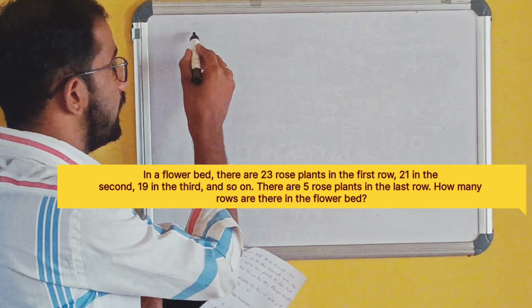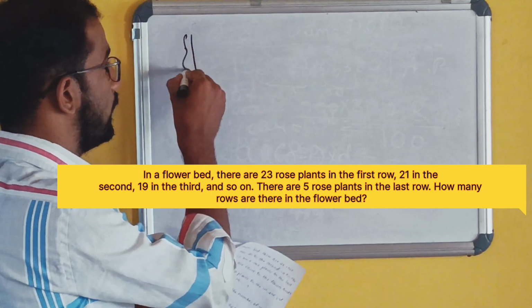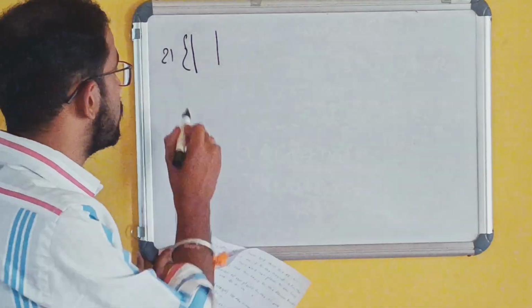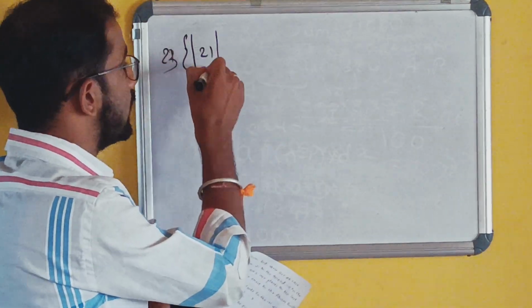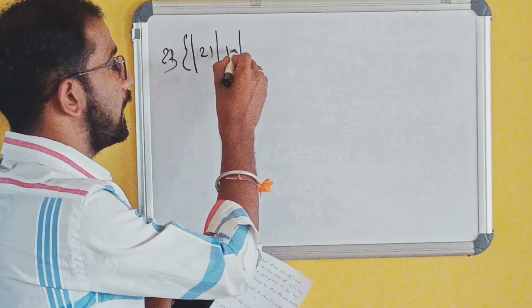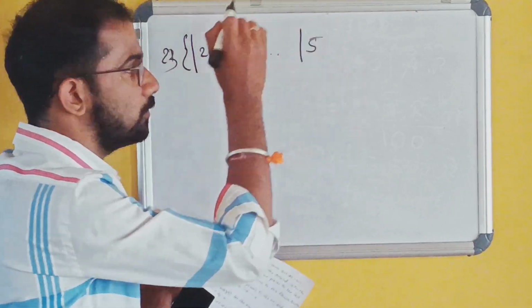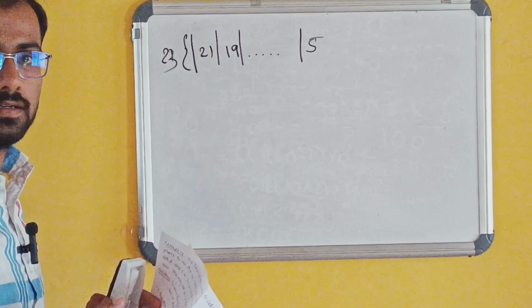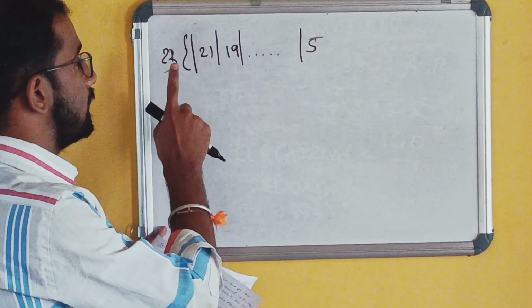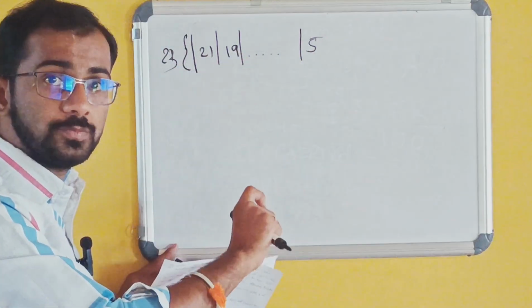There is one flower bed. In the first row, there are 23 flowers present. In the second row, there are 21 flowers present. In the third row, there are 19 flowers present. In the last row, there are 5 roses present. Now we need to check whether this number of flowers present in each row forms an AP or not.